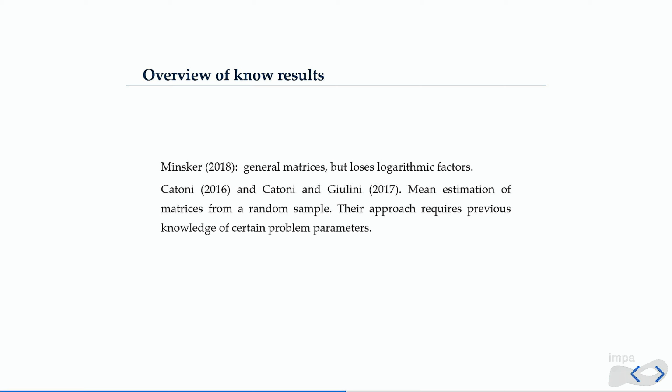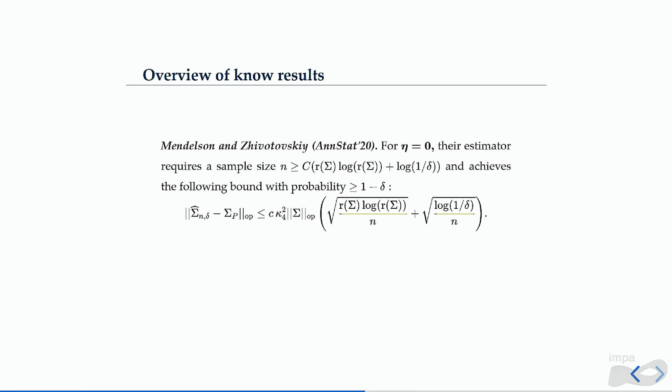But this approach requires previous knowledge of certain parameters of the problem, such as the kappa p. So the state of the art, the best published result, is by Mendelson and Zhivotovskiy. This is for eta equals 0, so there is no contamination. And they design an estimator such that if the sample size is greater than this quantity, it achieves this bound. But this is different from the bound that we want, like Koltchinskii and Lounici, because there is an extra log factor in the sample size and also in the convergence rate. With some new techniques, we can remove these log factors using this estimator.